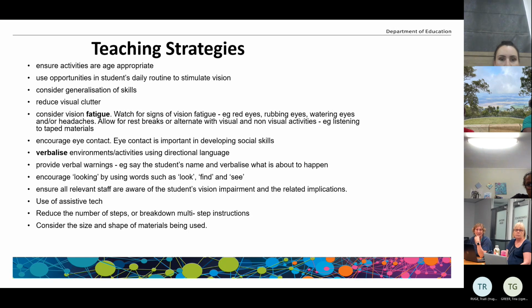Provide verbal warnings. So say the student's name and then give the direction or what you want to happen. Encourage looking by using words such as look, find and see. Ensure all relevant staff are aware of the student's vision impairment and the related implications. Use of assistive tech. Reduce the number of steps or break down multi-step instructions and consider the size and shape of materials being used.